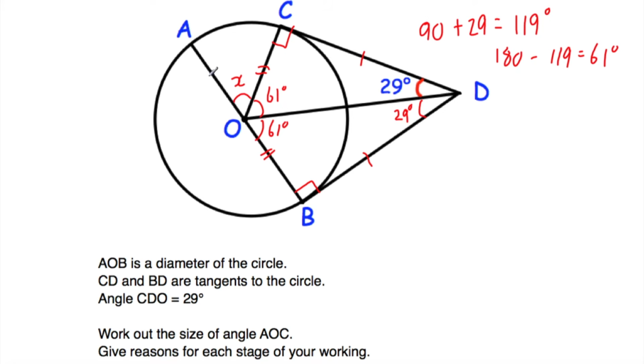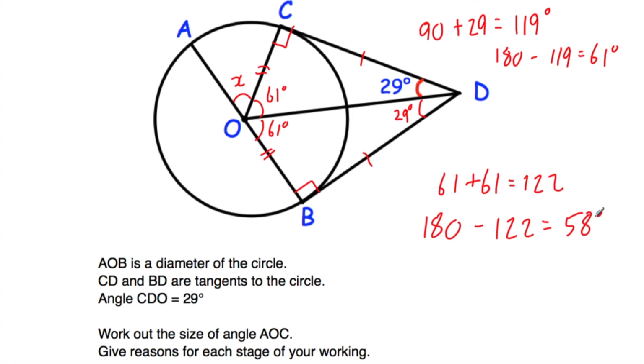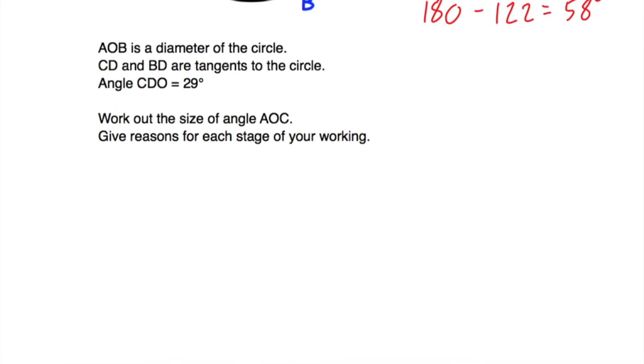Now we've got this straight line AOB, and the angles in a straight line will add up together to be 180 degrees. So if we do 61 plus 61, that's equal to 122. And then if we take that away from 180, so 180 take away 122, that's equal to 58 degrees. So that means that this angle is 58 degrees, and that's it. So angle AOC is 58 degrees. So let's write that down, 58 degrees.